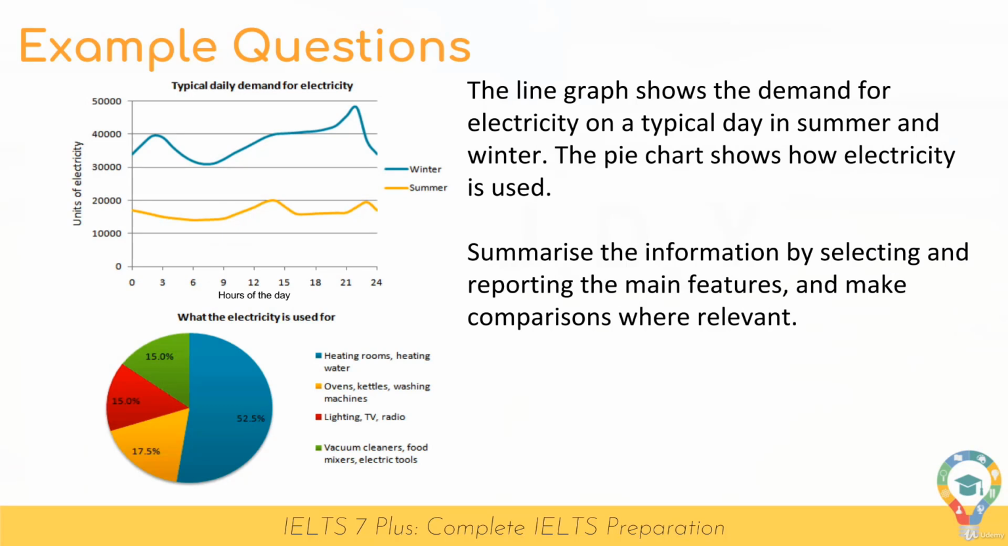The line graph shows the demand for electricity on a typical day in summer and winter. The pie chart shows how electricity is used. Summarise the information by selecting and reporting the main features and make comparisons where relevant.